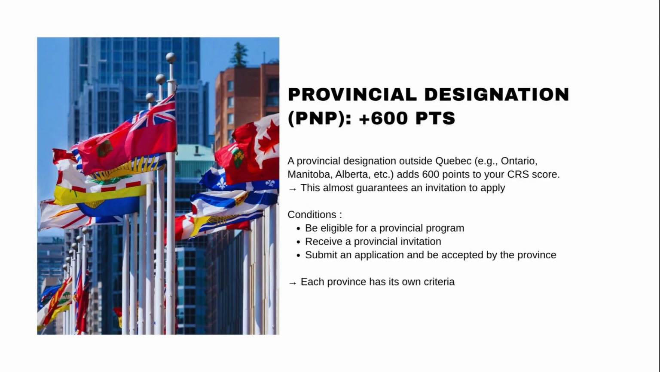Here's the most powerful bonus of all, a provincial nomination. If a province selects you via a provincial nominee program, you get 600 points in one go. And that's practically a guaranteed invitation. This can turn a score of 420 into 1,020 points, well above any draw threshold. To get there, you need to identify the provinces that are recruiting, meet their criteria, and often submit an application separate from your Express Entry profile.